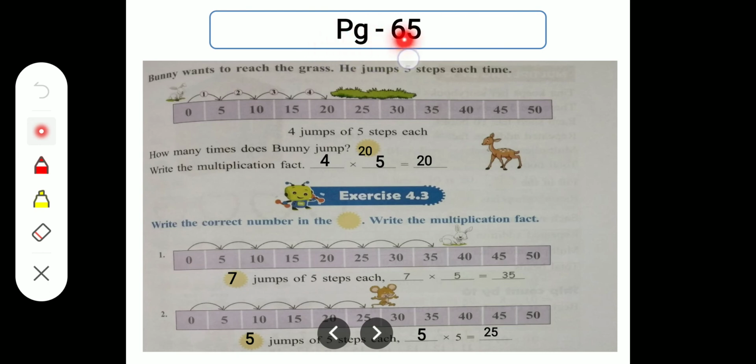Page number 65. Bunny wants to reach the grass. He jumps 5 steps each time. So, 0 to 5, 5 to 10, 10 to 15, 15 to 20. So, how many jumps? 1, 2, 3, 4. So, 4 jumps of 5, 0 to 5, 5 steps. So, 5 to 10, again 5 steps. So, 4 jumps of 5 steps each.